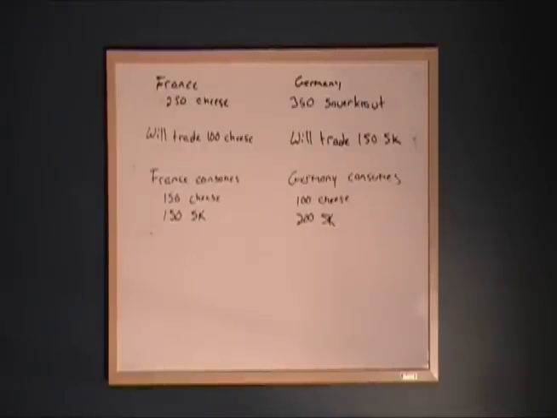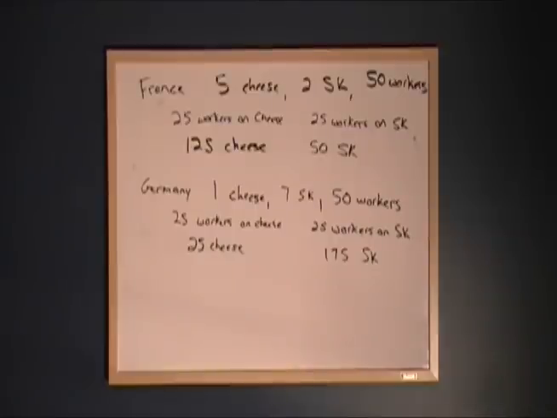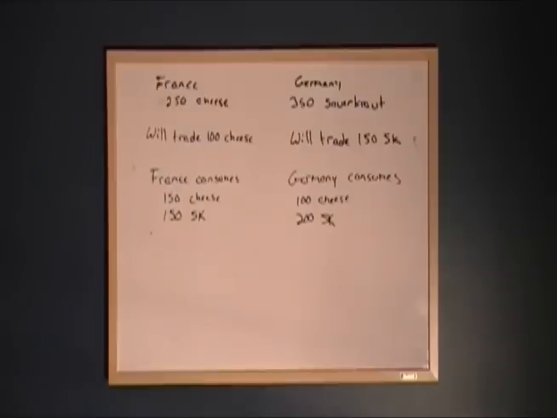We can see that after trade, France will consume 150 wheels of cheese, 150 tubs of sauerkraut. Germany will consume 100 wheels of cheese and 200 tubs of sauerkraut. Are they consuming at a greater amount of both cheese and sauerkraut than they were before? If we think back, 25 workers on cheese and 25 workers on sauerkraut in France produced 125 cheese and 50 sauerkraut. They are indeed consuming at a greater level than they did before.